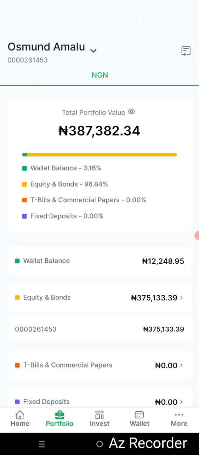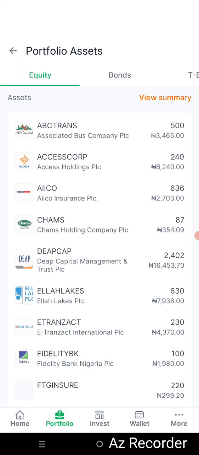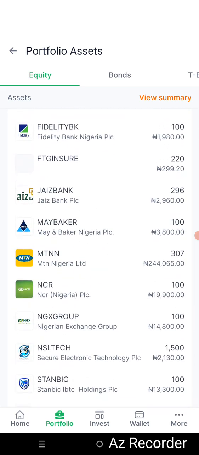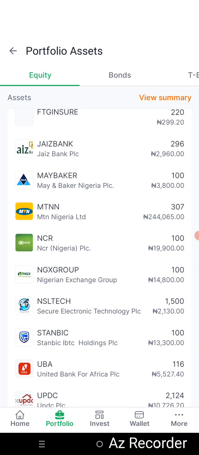Go to my portfolio, click my equities, then bonds. Now these are the shares that I have. These are the shares that I bought. Now go to my MTN.